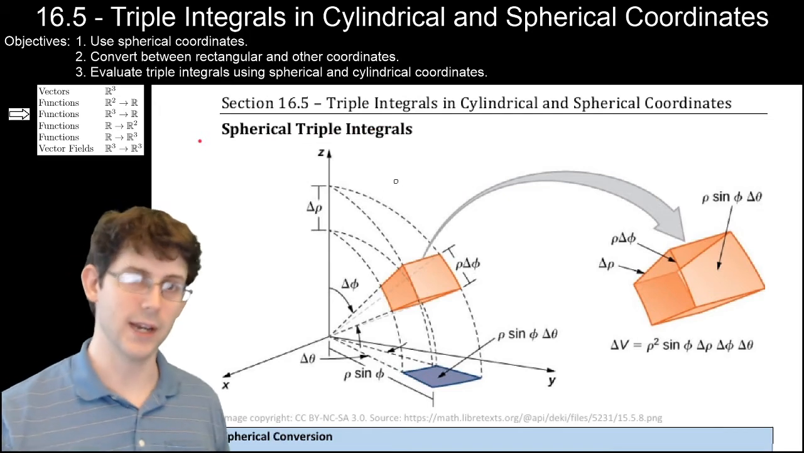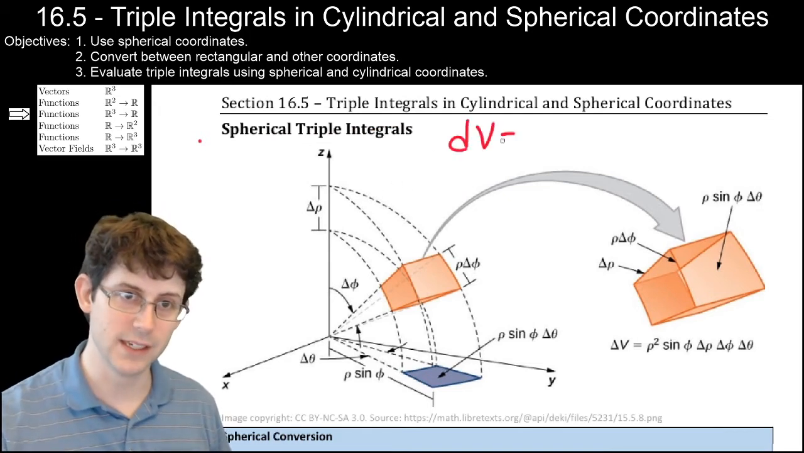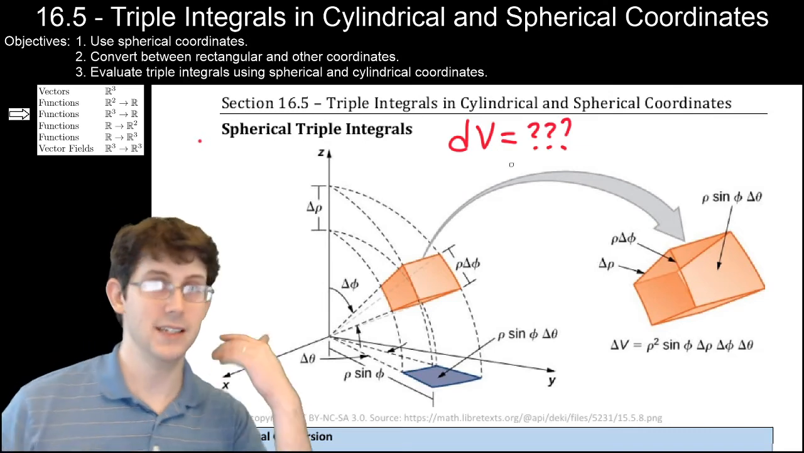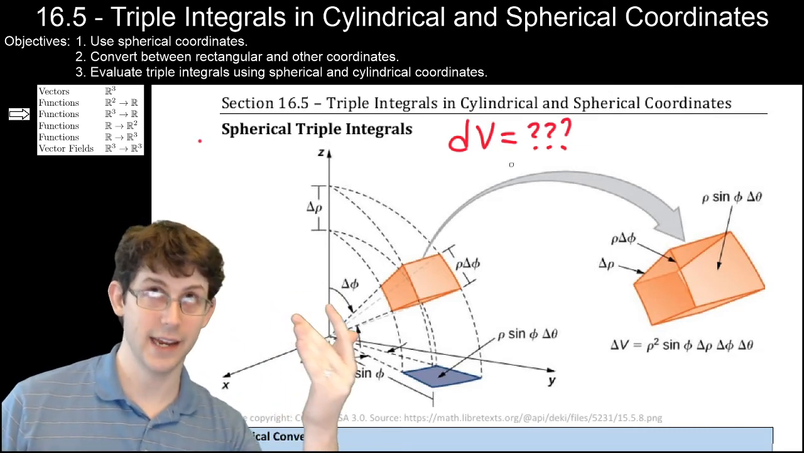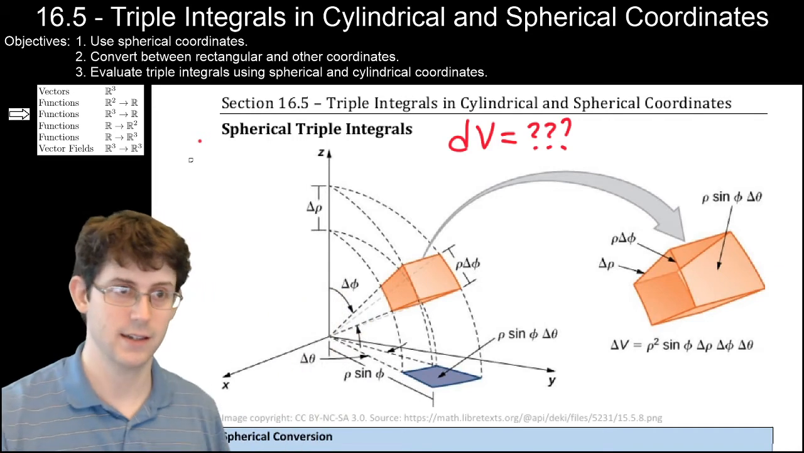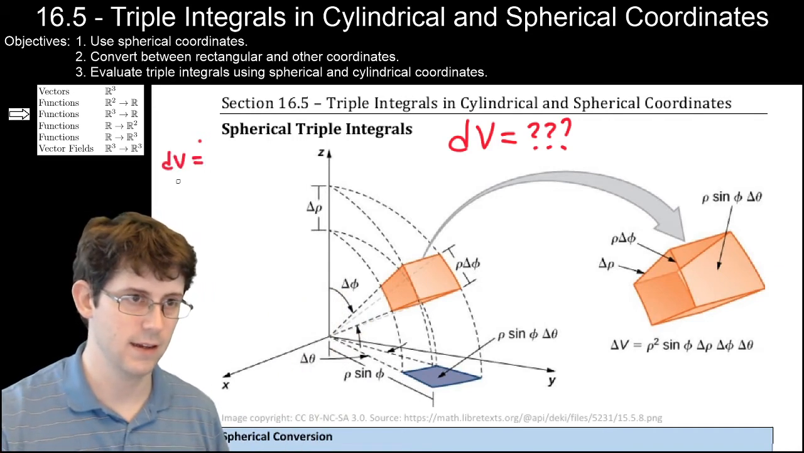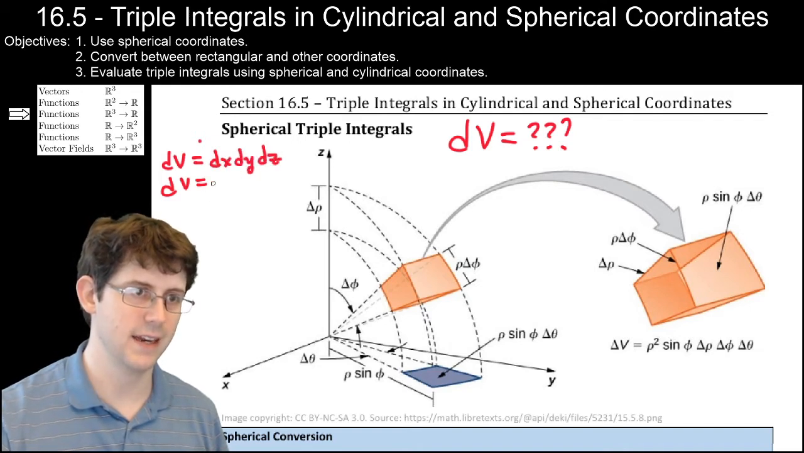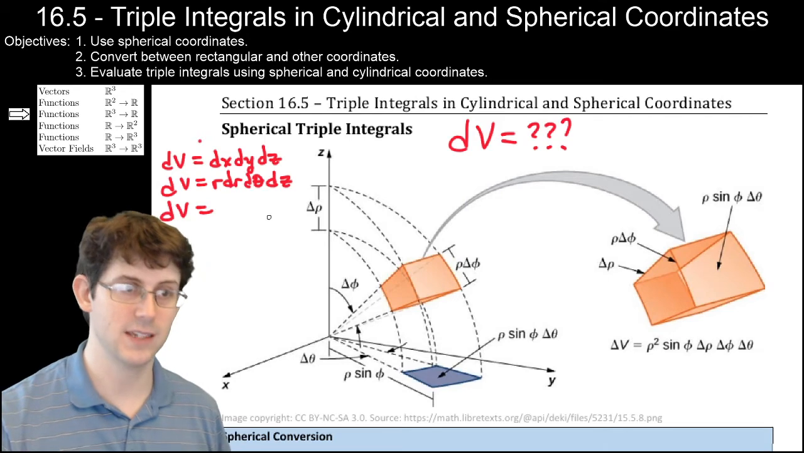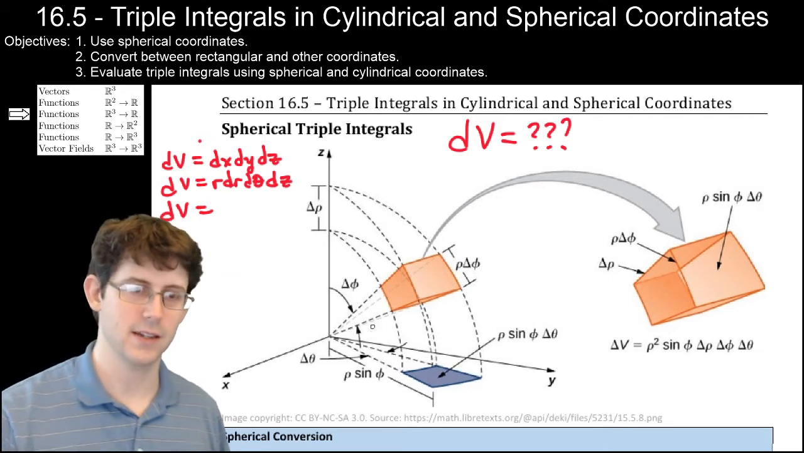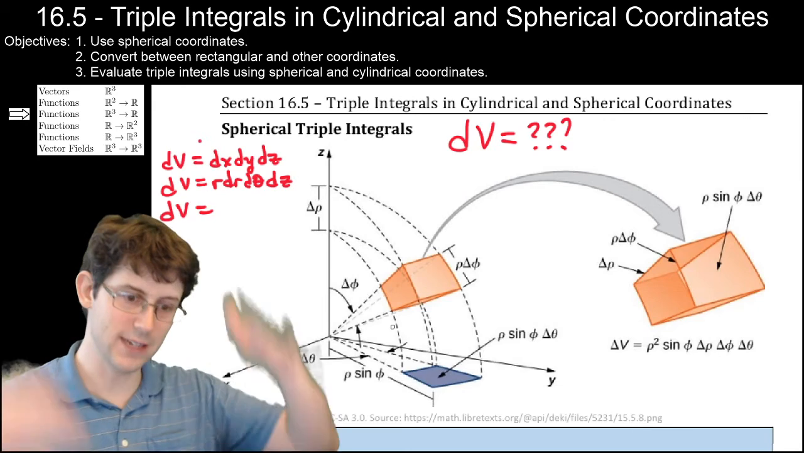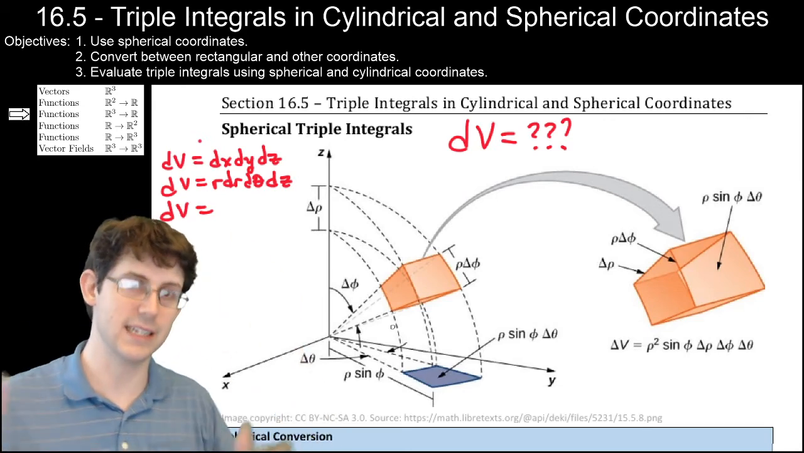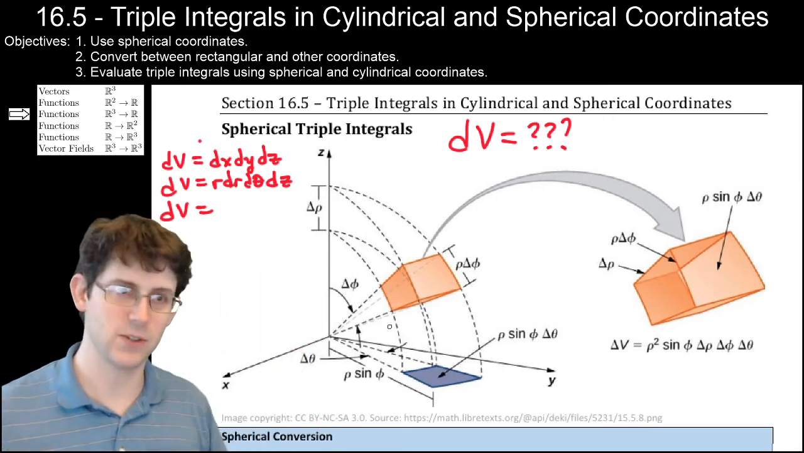In order to get this going, we need to figure out what dv equals in spherical coordinates. dv was r dr d theta dz in cylindrical coordinates. Our earliest dv was dx dy dz, and then our next one was to replace the dx dy with r dr d theta, but leave z alone. Now we're getting a new one for spherical triple integrals. You slice everything up in latitude and longitude slices, the way you would slice up the Earth with actual latitude and longitude lines.